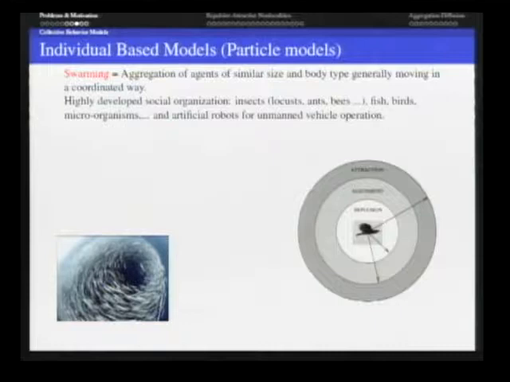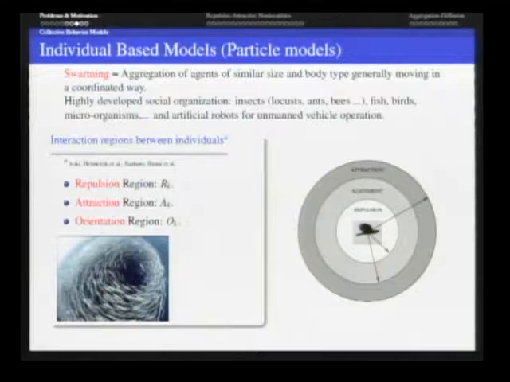Let me just go to the point that relates to this talk. Typically, there are plenty of models in this collective behavior community, and most of them are based on what they call individual-based models, which are like particle models from our viewpoint, and typically they take into account three different mechanisms: attraction, repulsion, and alignment.